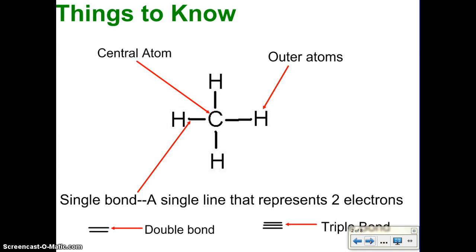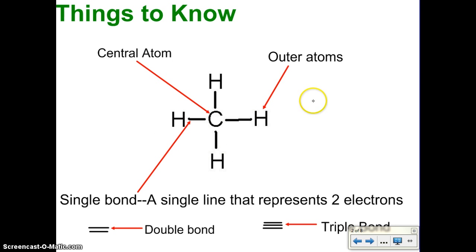A couple terms we need to keep in mind. First and foremost, central atom. When I refer to the central atom, I'm referring to the atom that goes in the center of the Lewis dot structure. What that means is you will have to identify which atom goes in the center when you're drawing them. Everything else is called the outer atoms.